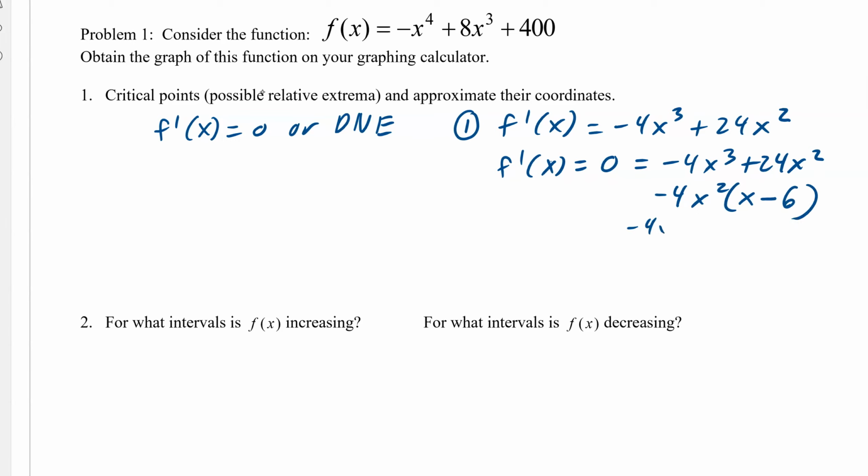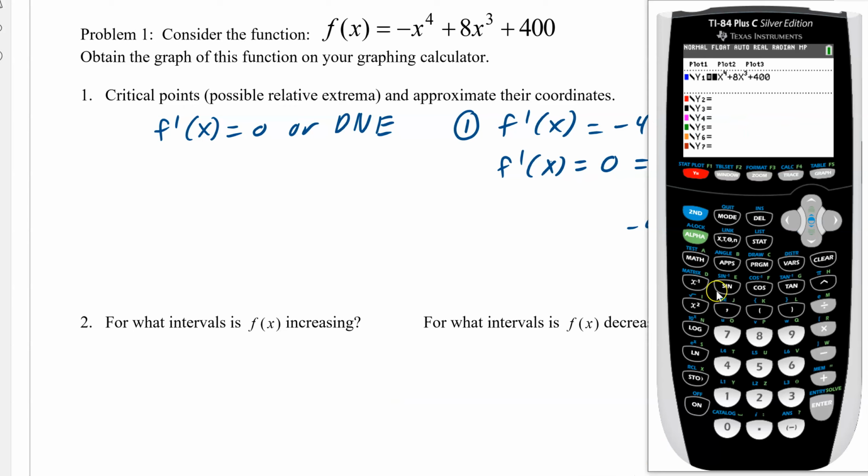So negative 4x squared equals 0 gives us x equals 0, and x minus 6 equals 0 gives us x equals 6. Those are our two critical numbers. Now that we have our calculator, we know it's going to occur at 0 and 6. We go to our window and give something a little bit before 0, so negative 3 is good enough, and something a little bit more than 6, so 10 is good enough, but we don't want to overshoot it.